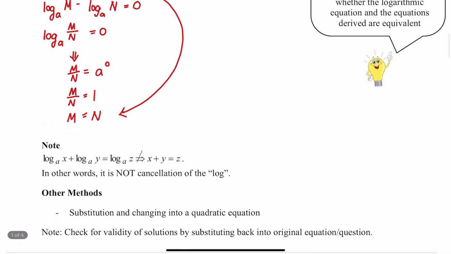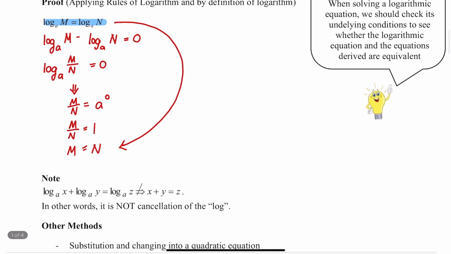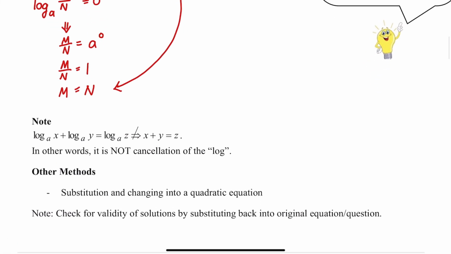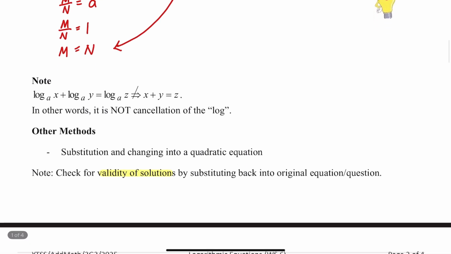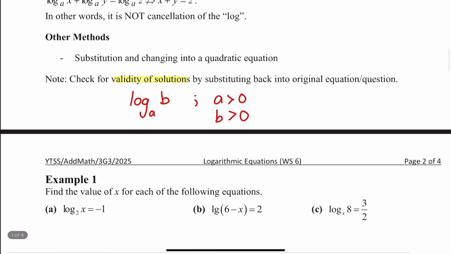Let's look at some simple examples in order to apply and solve logarithmic equations. But it is also important to note that you must always check for the validity of solutions by substituting your solution back into the original equation. Remember, for any log base, let's say if I have log base a of b, the conditions are that these two numbers here, the base as well as this number here, must always be positive. They cannot be negative numbers. Okay, so let's look at example 1.